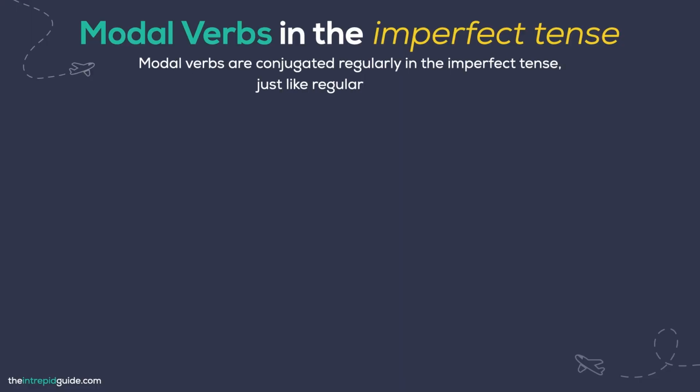Now let's take a look at modal verbs in the imperfect tense. Modal verbs are conjugated regularly in the imperfect tense, just like regular ERE verbs. Take a look.